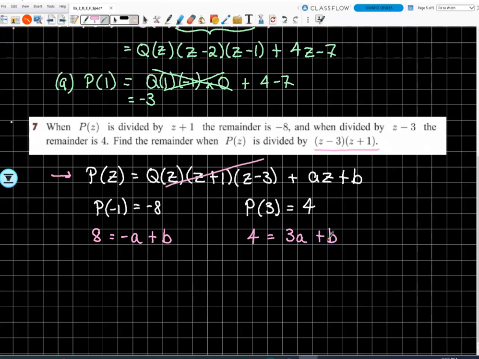I would do it by eliminating the b's. So I'm going to pop that underneath: minus 8 equals minus a plus b. We're going to subtract: 4 take minus 8 is 12. Just be careful here. 3 take minus 1 becomes a plus, so I get 4a. The b's disappear, so therefore a is 3. And of course, slap it back in to find b. Minus 8 equals minus 3 plus b, so b must be minus 5.